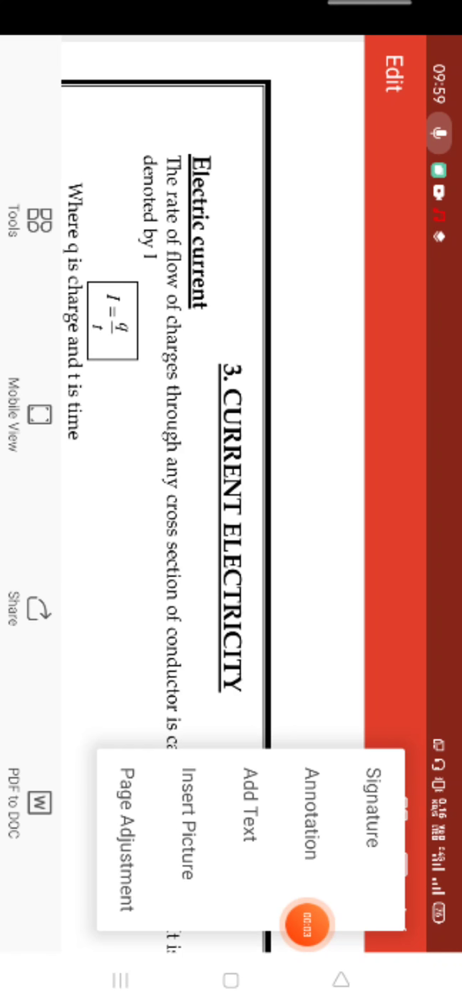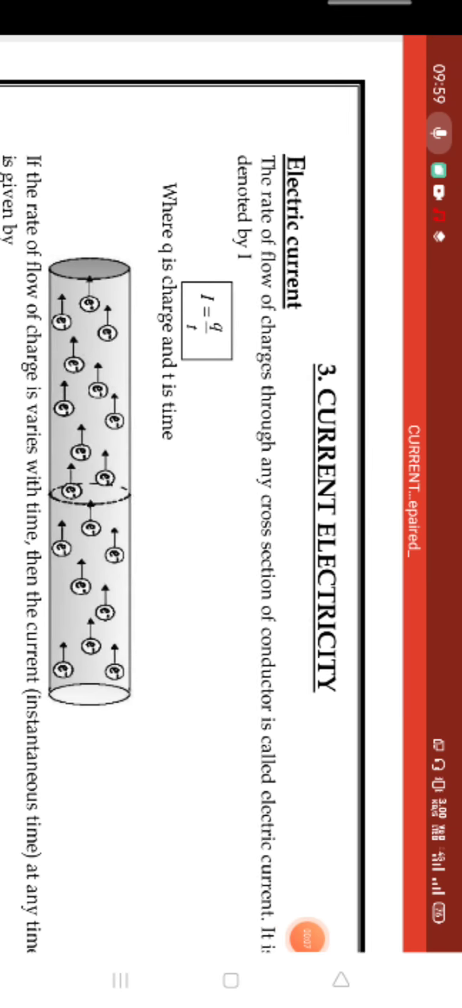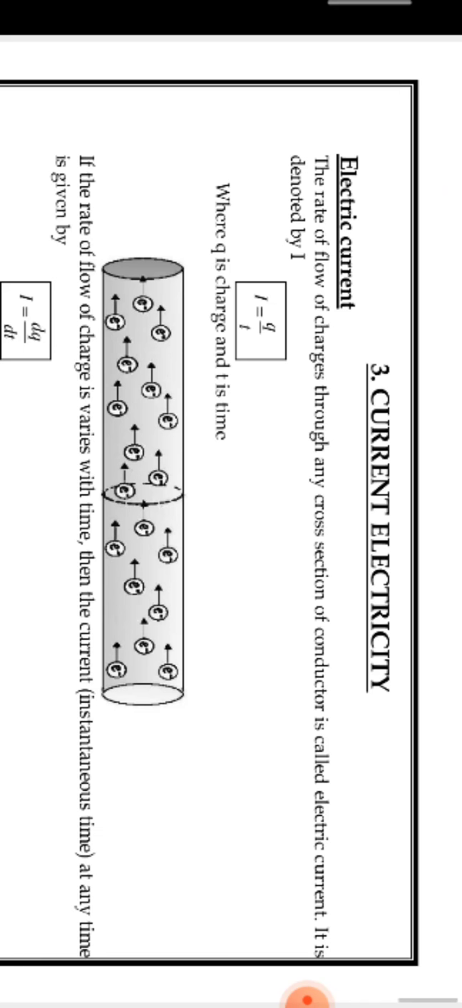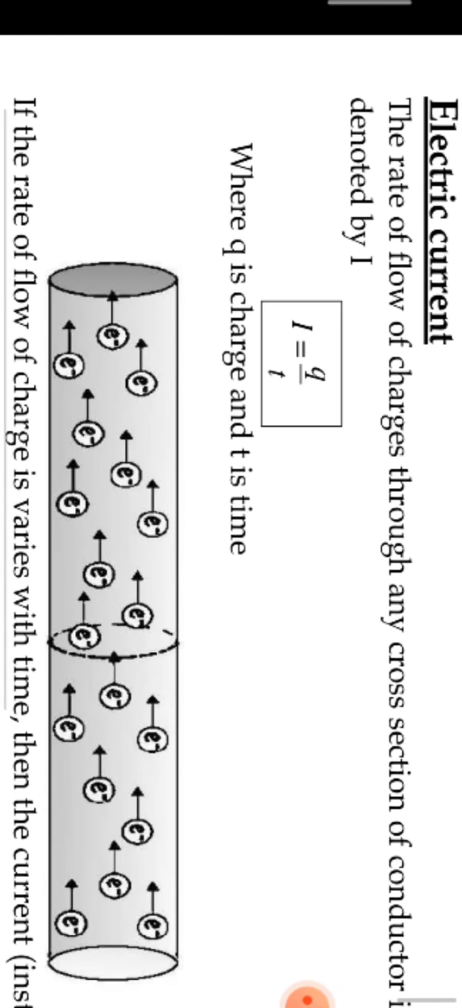Dear students, today our topic is current electricity. In current electricity, first we are going to begin with the definition of electric current. What does electric current mean? The rate of flow of charges through any cross section of the conductor is called electric current. It is denoted by the letter I.